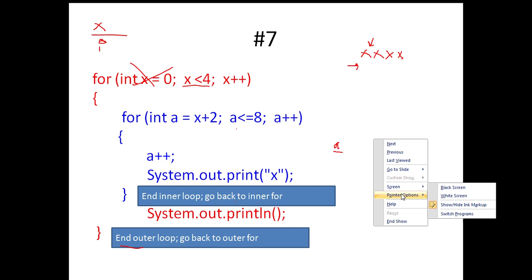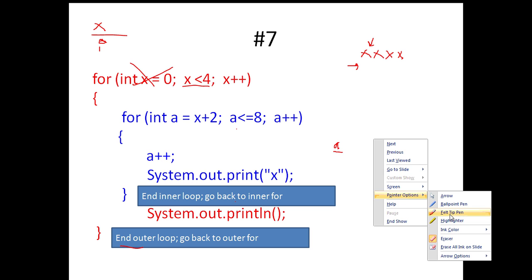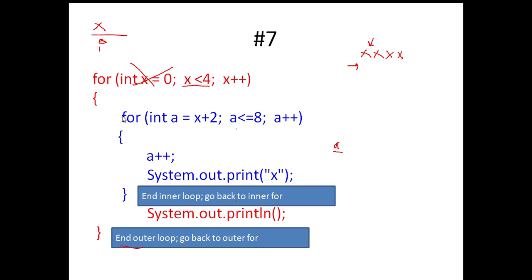Okay, so now we've jumped into the inner loop again, and we have to initialize. We have to go through the first argument again. So a is assigned x plus 2. Well, that's now going to start at 3. So 3 is less than or equal to 8, and so we jump into the loop and we increment a.